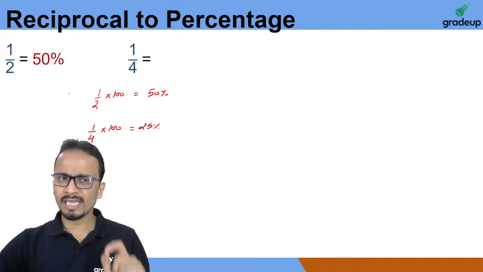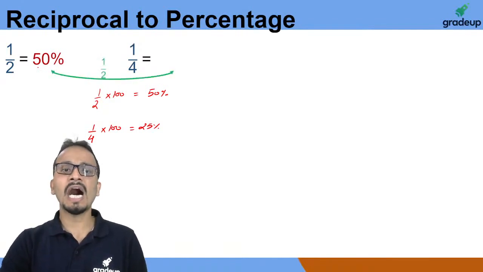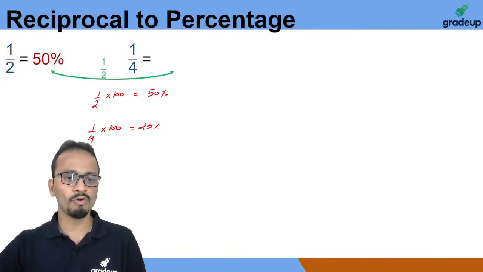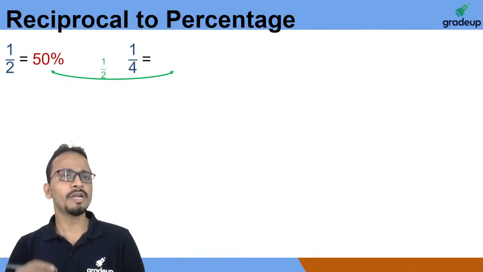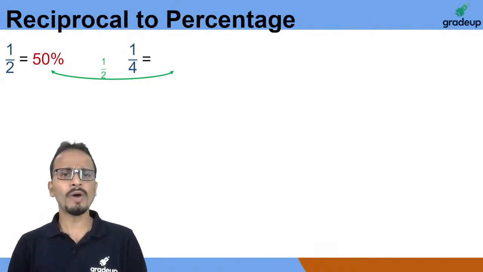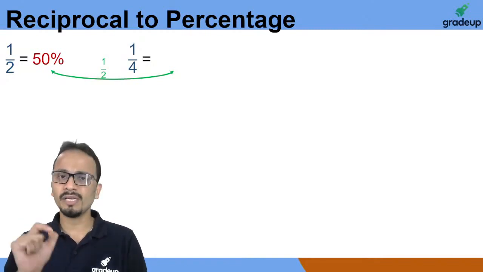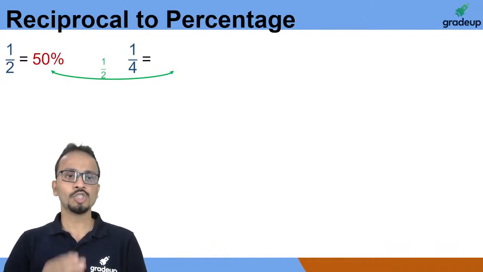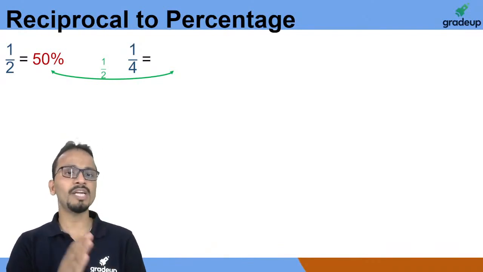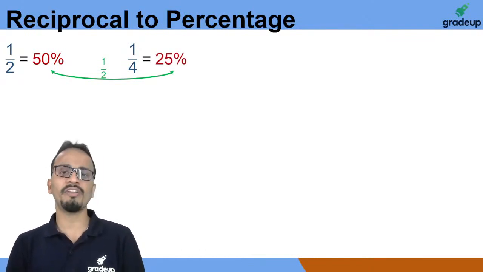Now, in another way, 1 by 4 can be taken as half of 1 by 2, right? So if I already know the percentage equivalent of 1 by 2, which is 50%, I can say that 1 by 4's percentage equivalent can be derived by just taking half of the previous value. So half of 1 by 2 is 1 by 4. So half of 50% will be 25%.